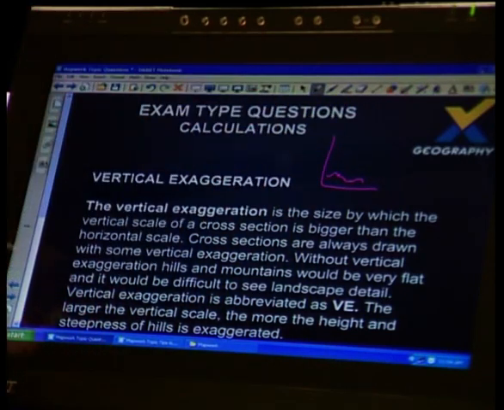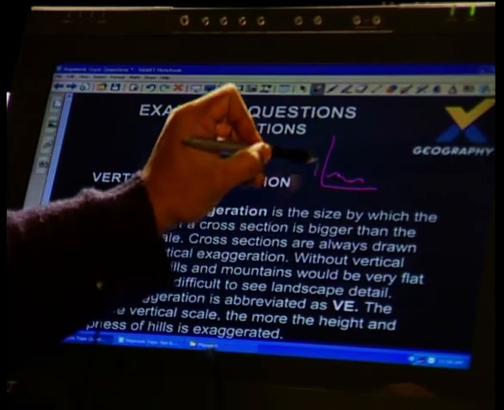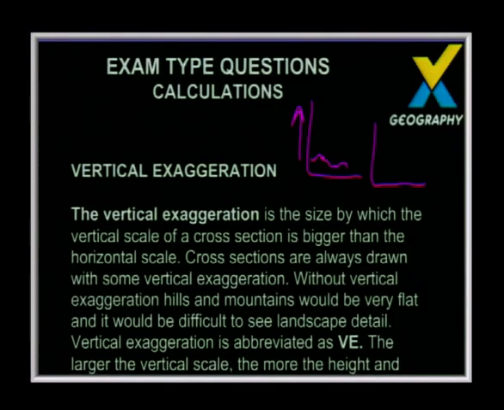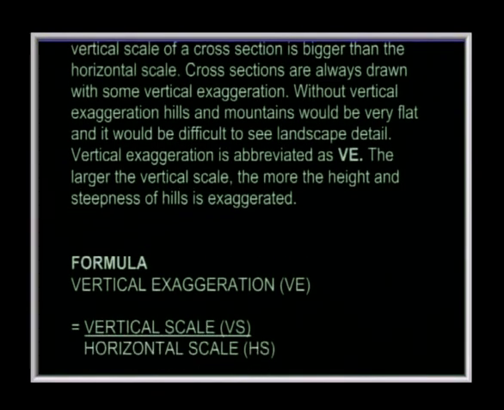And I may not see exactly how the landscape is actually sloping. But if I exaggerate vertically, I could then get a cross-section, maybe something like that, and it gives me an idea: hey, that's a valley. So it's exaggerating it vertically compared to the horizontal. Let's look at the formula. It's vertical scale divided by the horizontal scale, VS divided by HS.